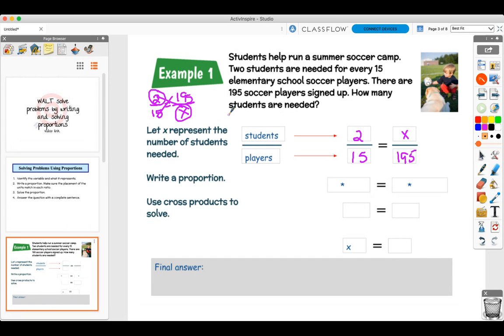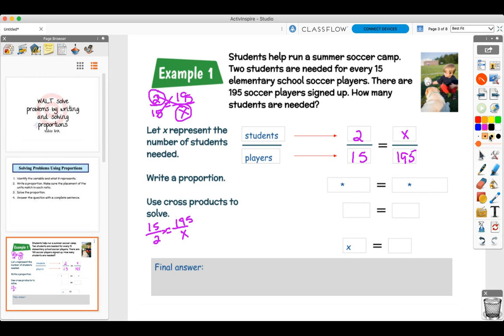So it's okay if you actually write your proportion like 15 over 2 is equal to X over 195. That's also okay because the players are on the top now, right? No, I did it backwards. See, teachers make errors too. 195 over X. So here the players are on the top and the students are on the bottom, okay? So both of these are completely acceptable, but you can't mix and match like this. Both of these are acceptable.